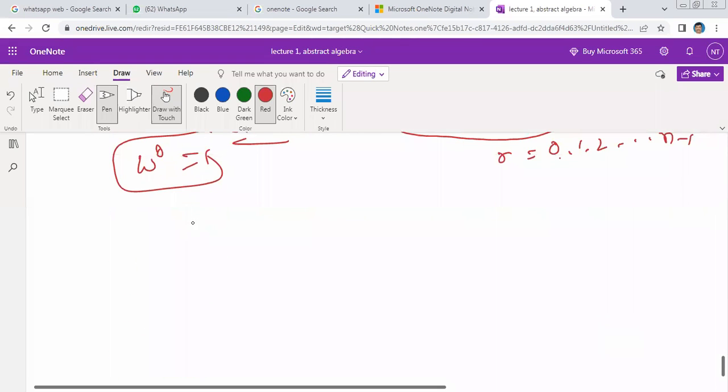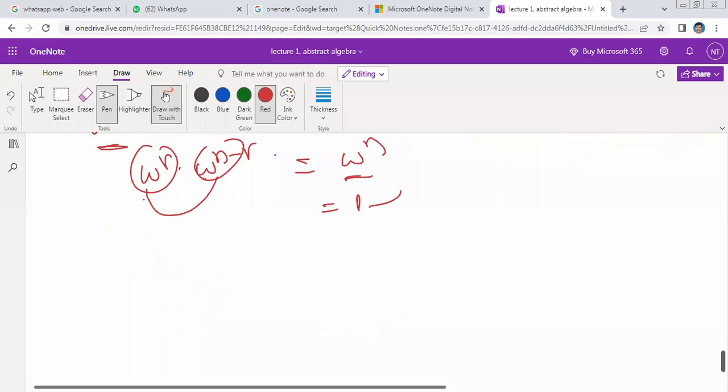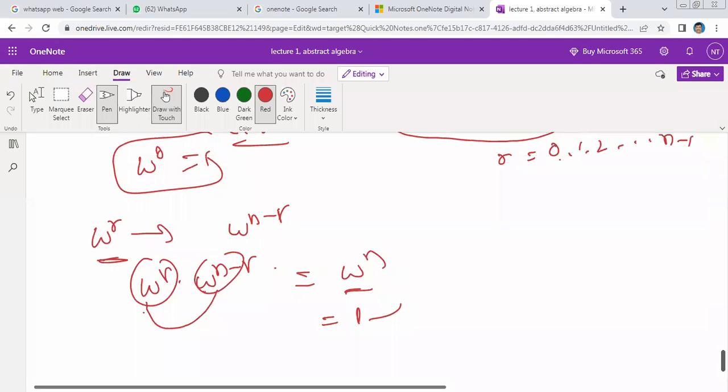What is the inverse of these elements? What is omega power r inverse? Omega power n minus r is the inverse of this one. Why? Omega power r into omega power n minus r is equal to omega power n, which is 1. So the product of these two elements is the identity element. Therefore omega power r inverse is omega power n minus r, and omega power n minus r inverse is omega power r. Therefore this satisfies all the properties: closure, associative, identity, and inverse.